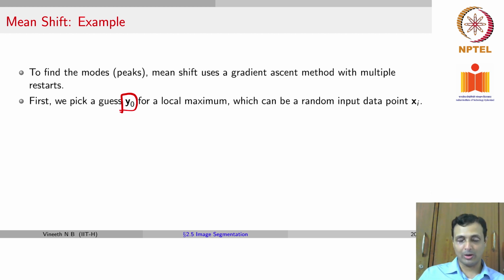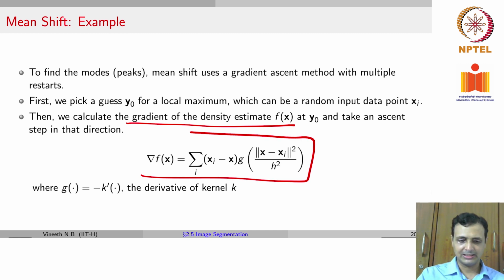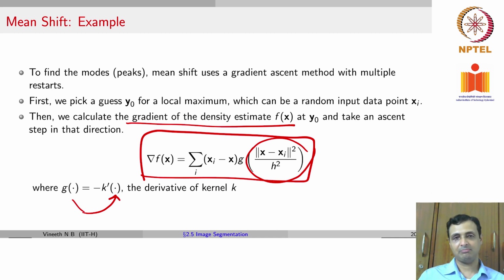So you have a guess y naught, which could be any random point xi. We calculate the gradient of the density estimate f of x. We just talked about how f of x is computed using that kernel. How do you choose that kernel? We'll talk about it in a moment. So you have the gradient of the density estimate f of x at y naught, and we take an ascent step in that direction. The gradient is going to be given by something like this: summation of xi minus x times g of this quantity, where g is nothing but k prime, the derivative of the kernel k.